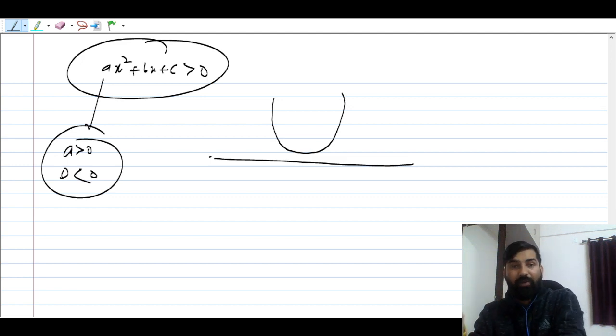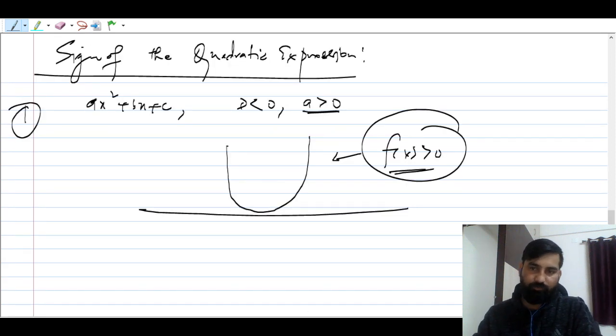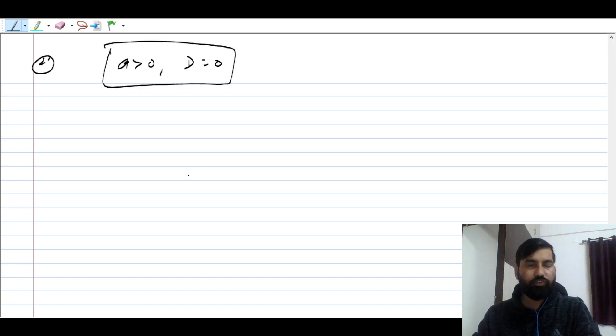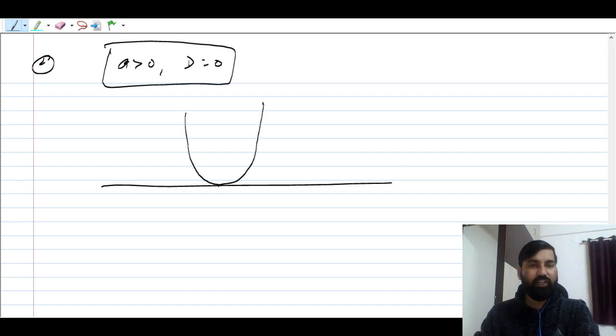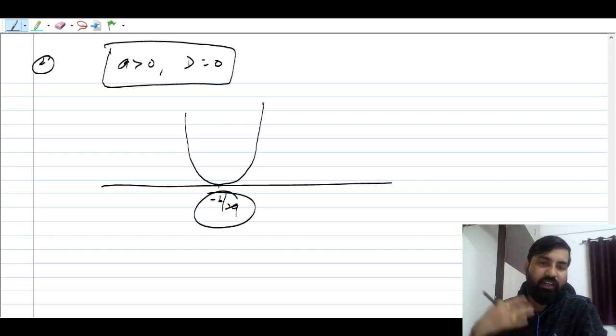Now this is the first case that you can get. What will be in the second case? a is positive but d is equal to 0. So your plot will always be an upward parabola, but it is going to touch the x-axis at one point, that is nothing but minus b by 2a. This point will be minus b by 2a. Here the roots are equal and real. I hope this makes sense, right?